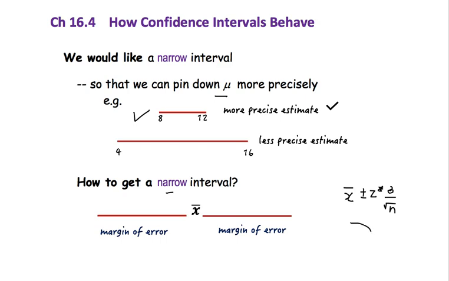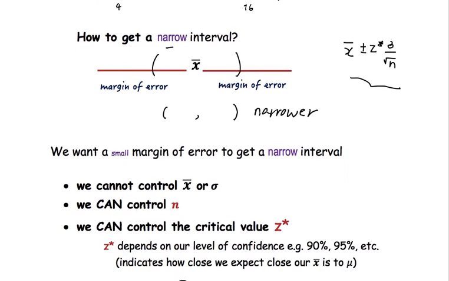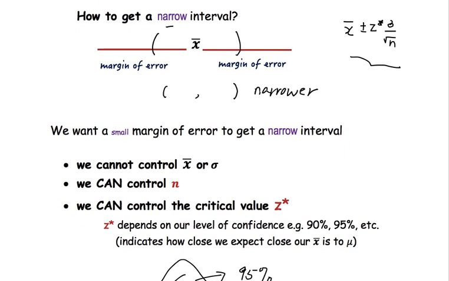Well, this is our formula. We take a sample mean, and then we give each side some margin of error. So imagine if I give myself a smaller margin of error on each side, then my interval will be less wide, right? It will be narrower. So the key question is how to get a small margin of error.